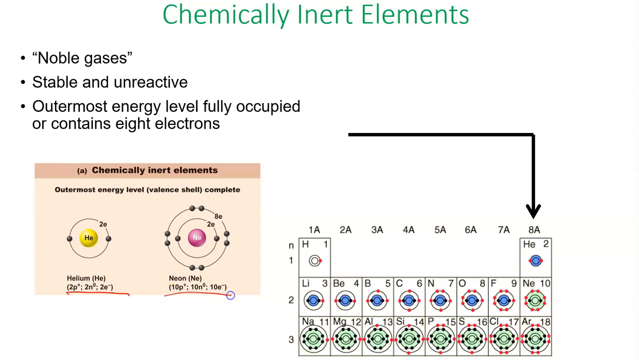Neon is another stable or noble gas because it only has 2 shells, but its second shell or outer shell is perfectly happy. It's got its 8 electrons, so it's perfectly content. And so all of the elements on the right-hand side of the periodic table are going to be these elements that are noble gases, or content because their outer shell is completely full.